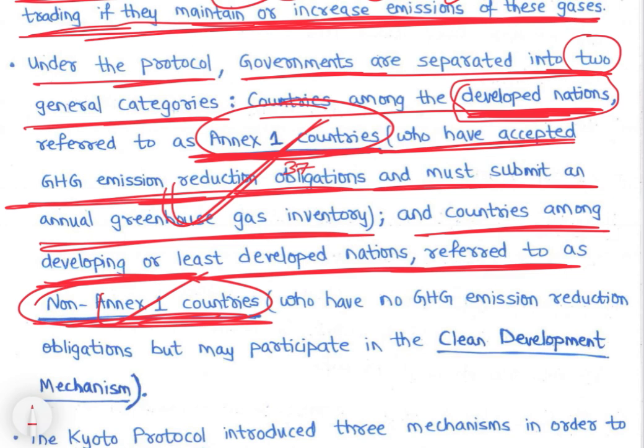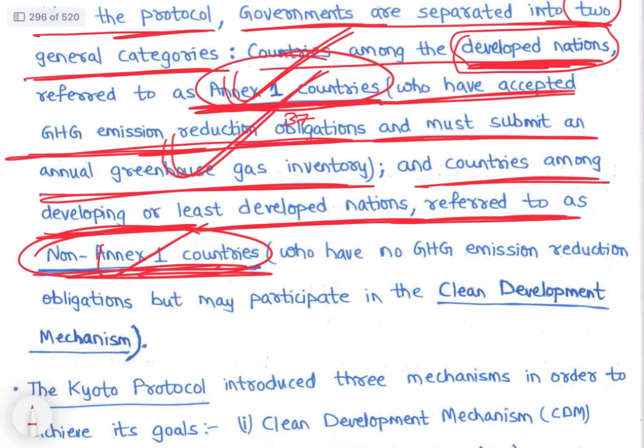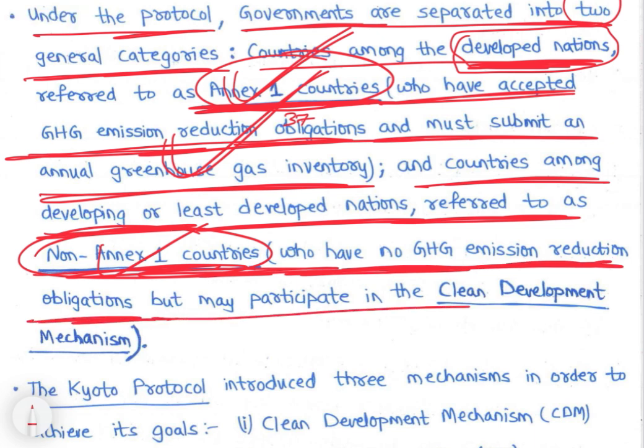So Annex 1 countries है उनको कम करना है, right, and agreed, right, जो 5% कम करना है, right, 1990 level से, right. Then non-Annex 1 countries who have no greenhouse gas emission reduction obligation but may participate in the clean development mechanism. What is clean development mechanism? We will be studying it. So that is the Kyoto Protocol.